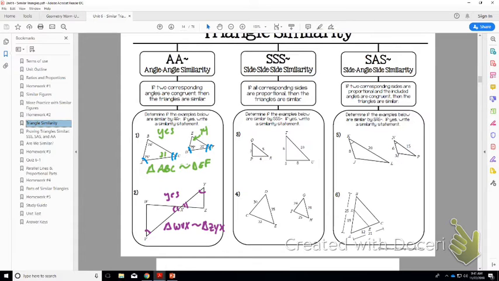Now we're going to look at the side-side-side similarity. If you can prove that all three corresponding sides are proportional, then they are similar. So let's look at 3. We have triangle QPR and TSU. Can you see a correlation from little to big? Yes. So 3 corresponds to which side? 4 to 8, and then 5 to 10.